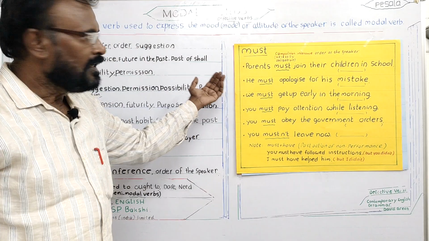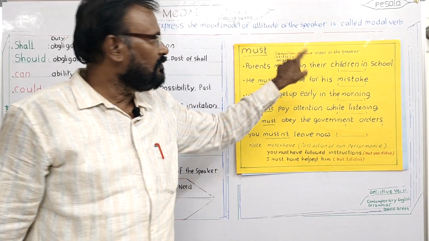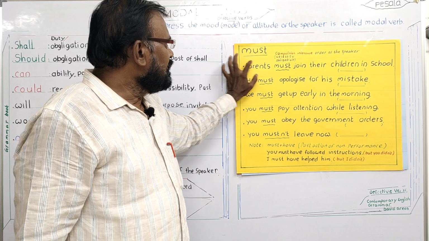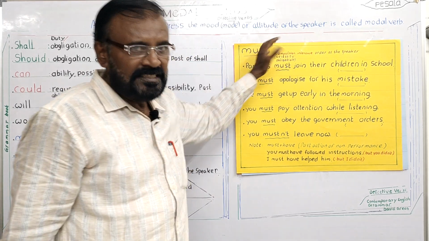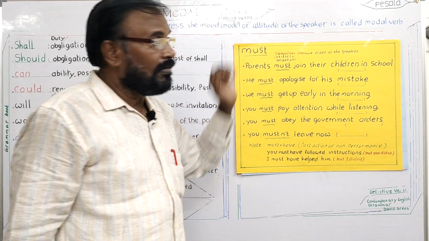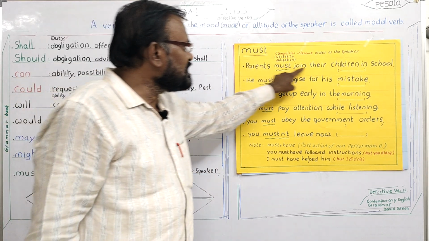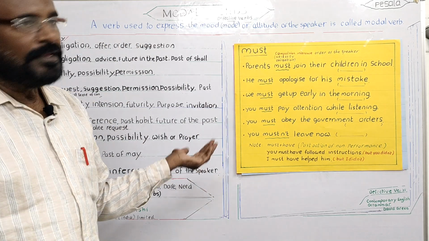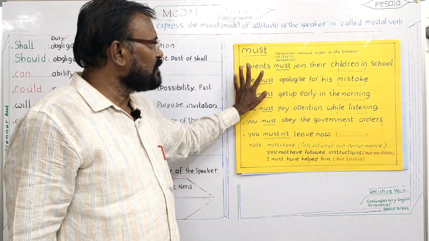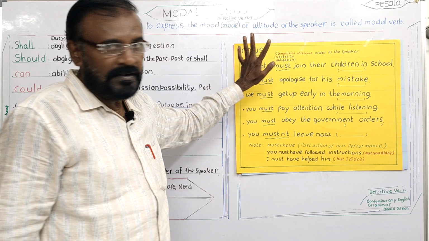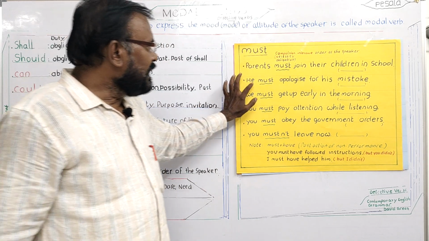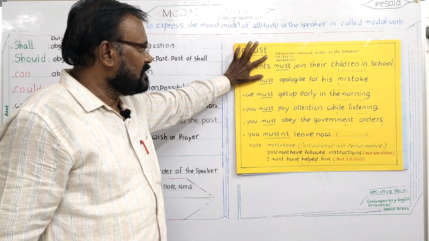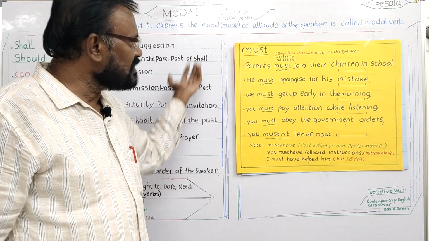Must. It's a compulsion, inference, and order of the speaker. Compulsion is also called necessity or obligation. Parents must join their children in school. It is the duty of the parents to make their children join school. It is a compulsion on the part of the parents. He must apologize for his mistake. It is also compulsion. Whenever a person does a mistake, he has to apologize.